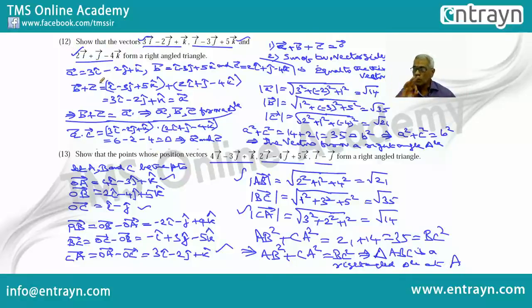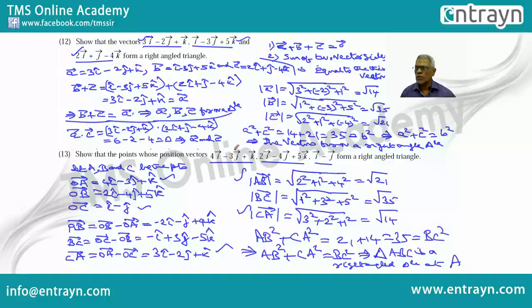Sir, in the first case, that is in problem number 12, you are given 3 vectors. 3 vectors will not always form a triangle. In order that 3 vectors form a triangle, the sum of the 3 vectors is 0 vector, or the sum of any 2 vector sides is the third vector side. But in problem number 13, it is not so. You are given the position vectors of the points A, B and C.